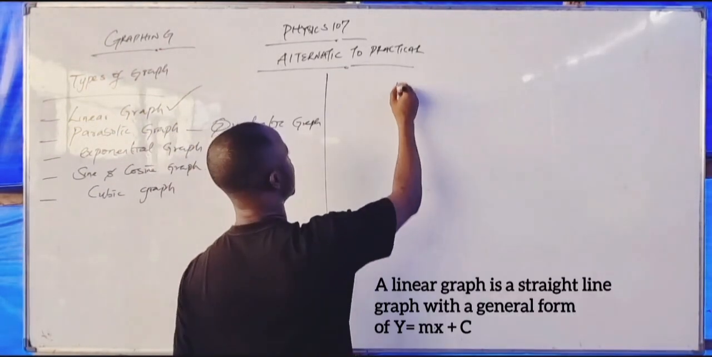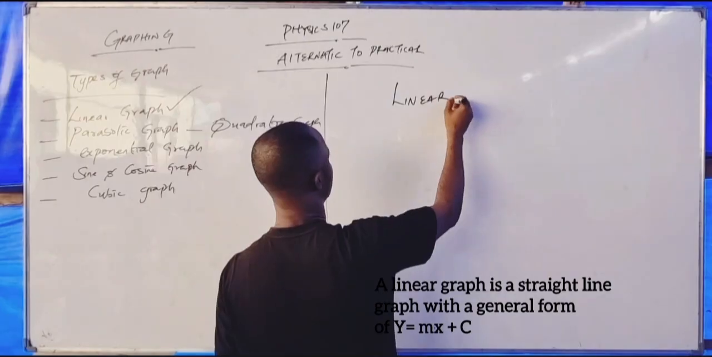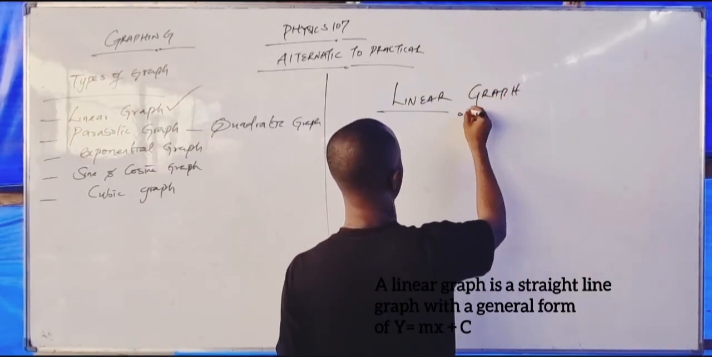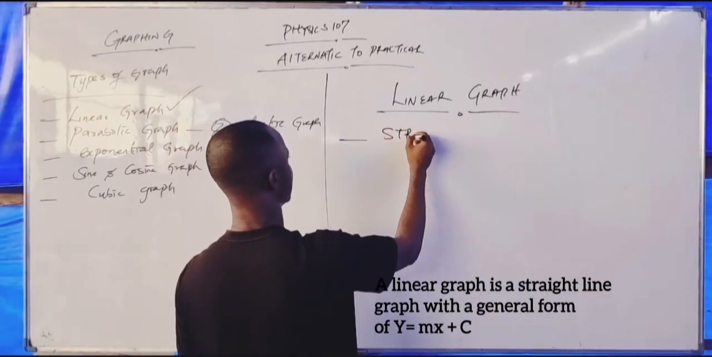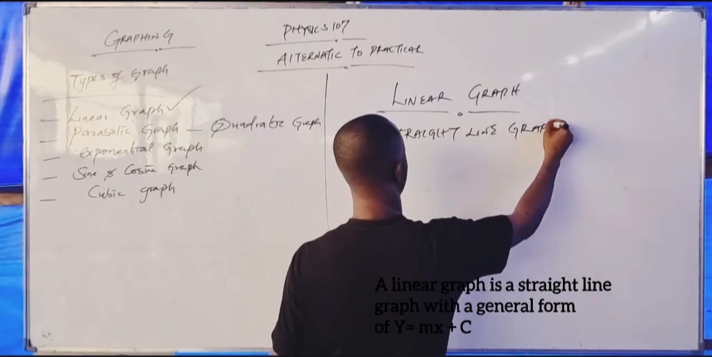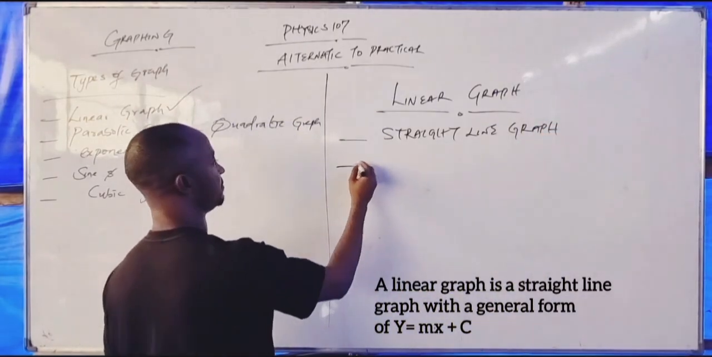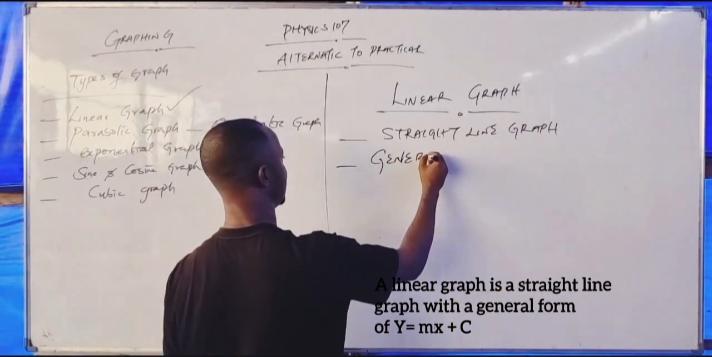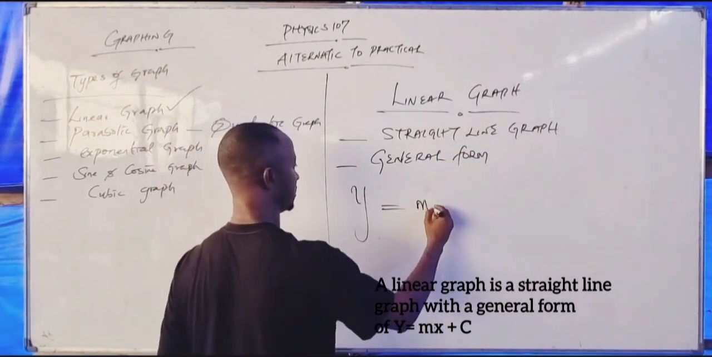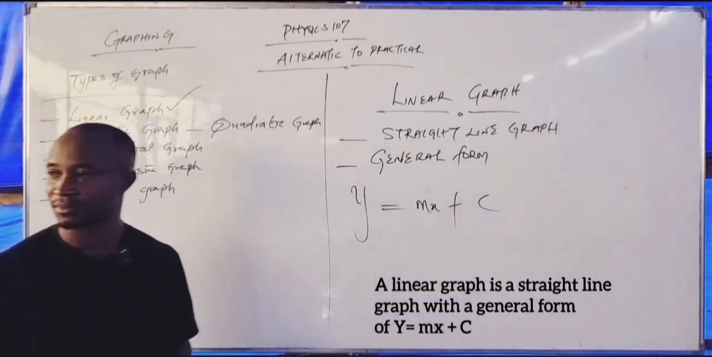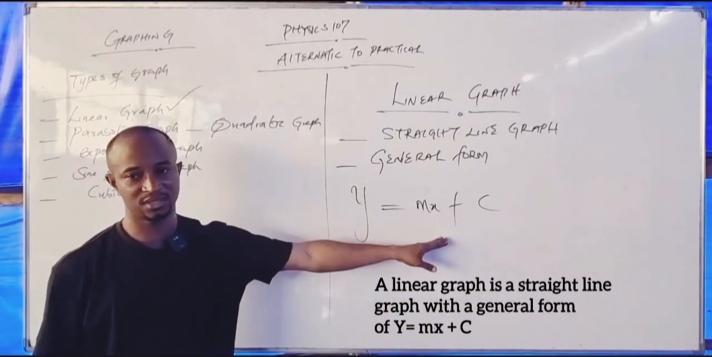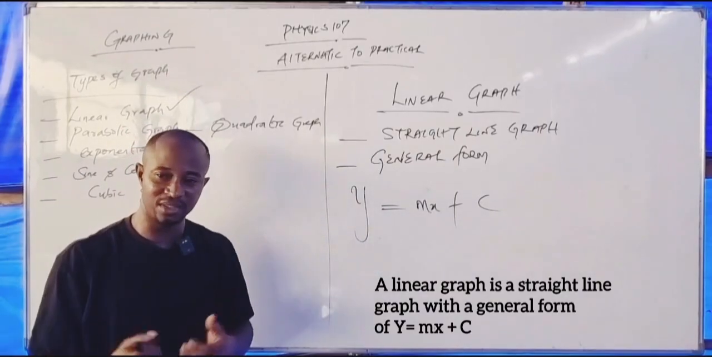What are linear graphs? A linear graph is a straight line graph. The general form of all linear graphs is y equals mx plus c. When you hear the word linear, it means the highest power is 1.